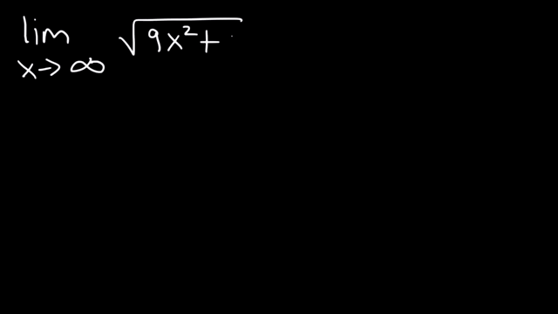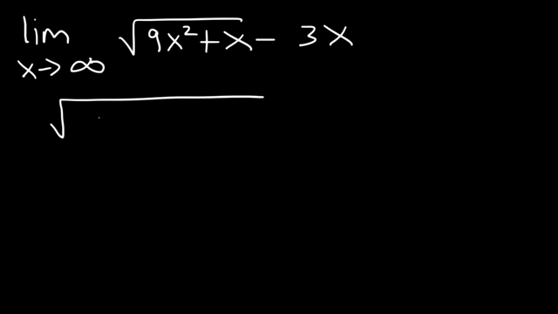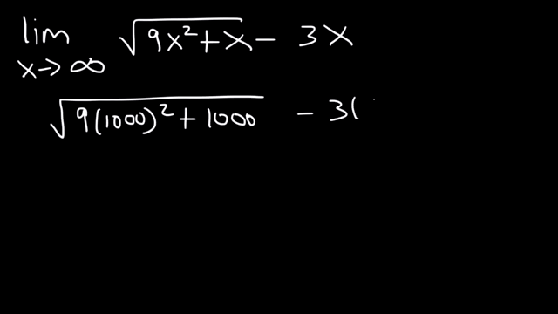What is the limit as x approaches infinity of this function, the square root of 9x squared plus x, minus 3x? What do we need to do here? Well, if you're not sure what to do, use direct substitution. Plug in a very large number into the function. So let's use 1,000. So 9 times 1,000 squared plus 1,000 minus 3 times 1,000.